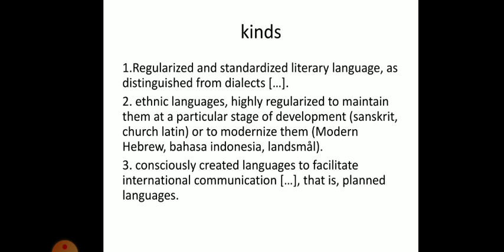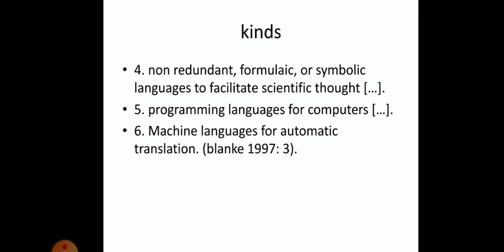The third category or kind of such artificial languages is consciously created languages to facilitate international communication. That is the planned variety. Esperanto is one of them. The fourth type of such artificial languages is the non-redundant formulaic or symbolic category, that is created in order to facilitate some scientific knowledge. The sign language that is associated with algebra is a clear example of this kind.